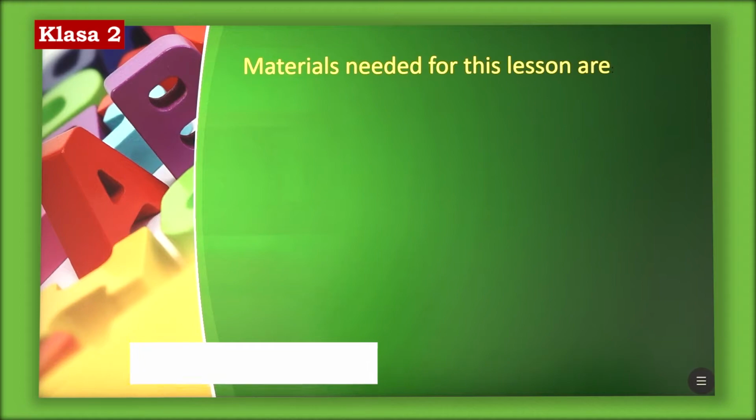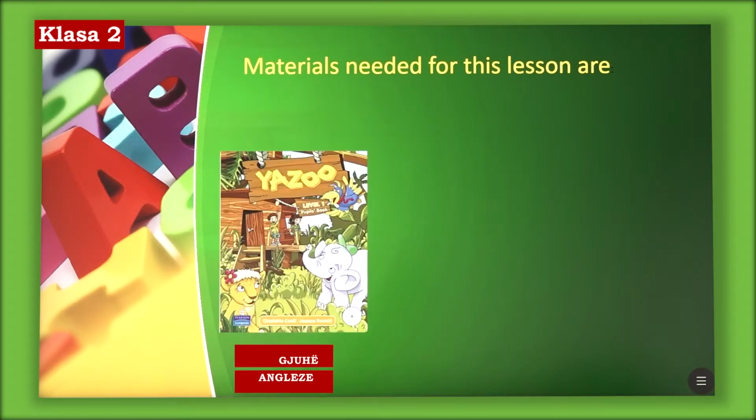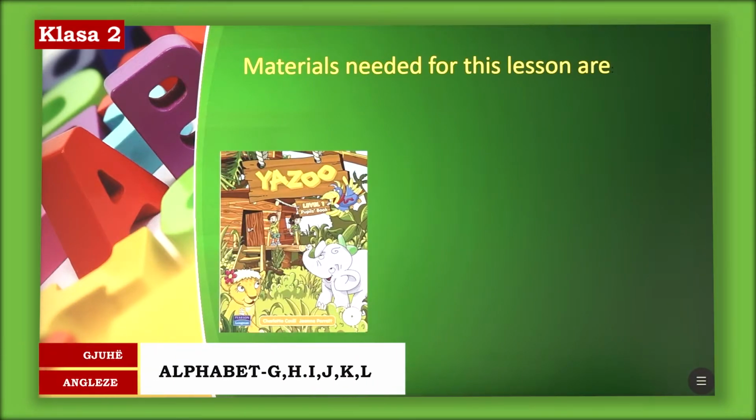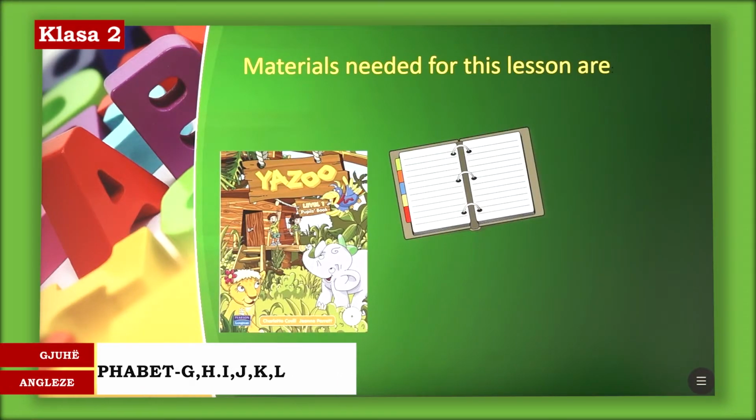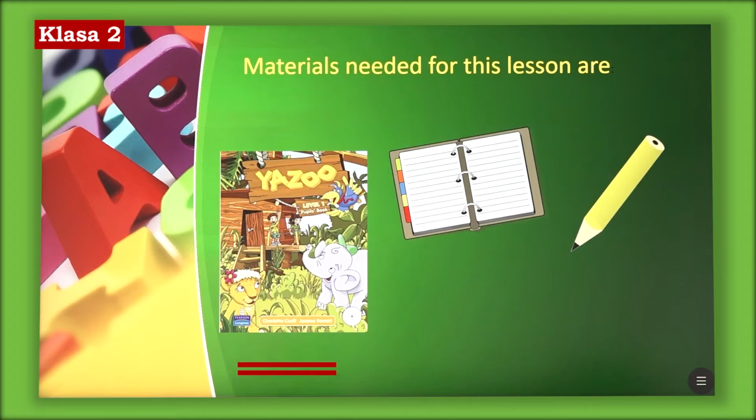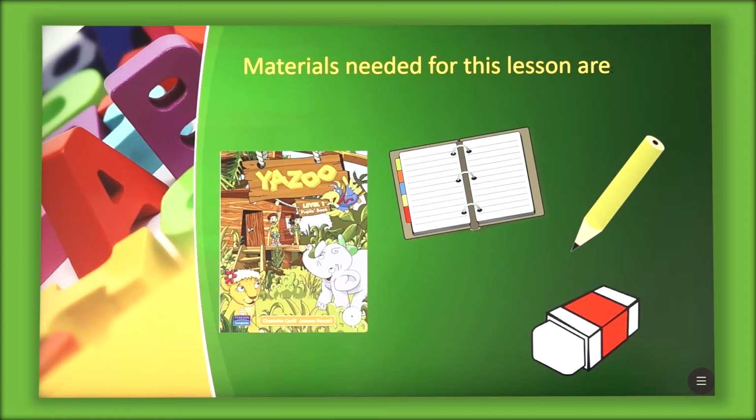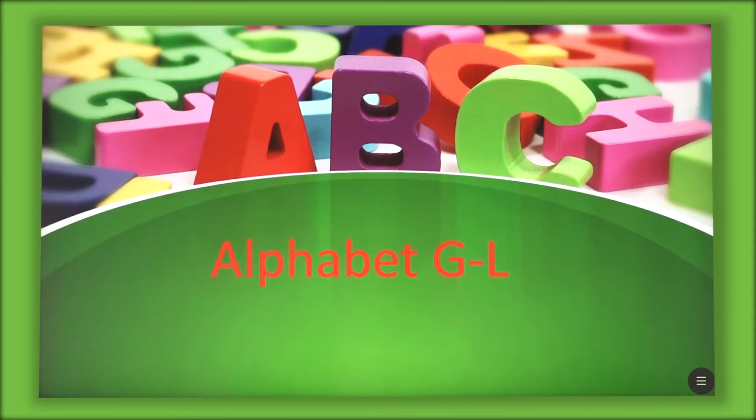Materials needed for this lesson are student's book, Yazoo 1, your notebook, a pencil, and a rubber. As we said earlier, today we are going to talk about alphabet G to L. So, please open your books on page 7.